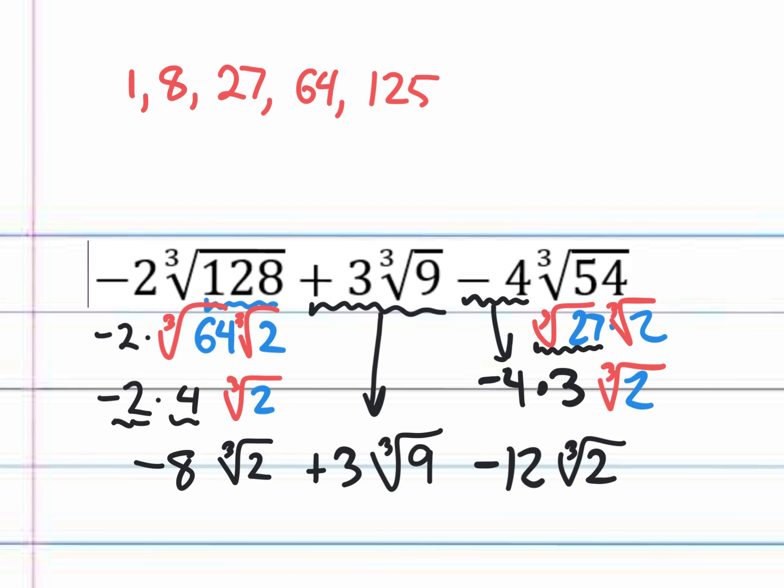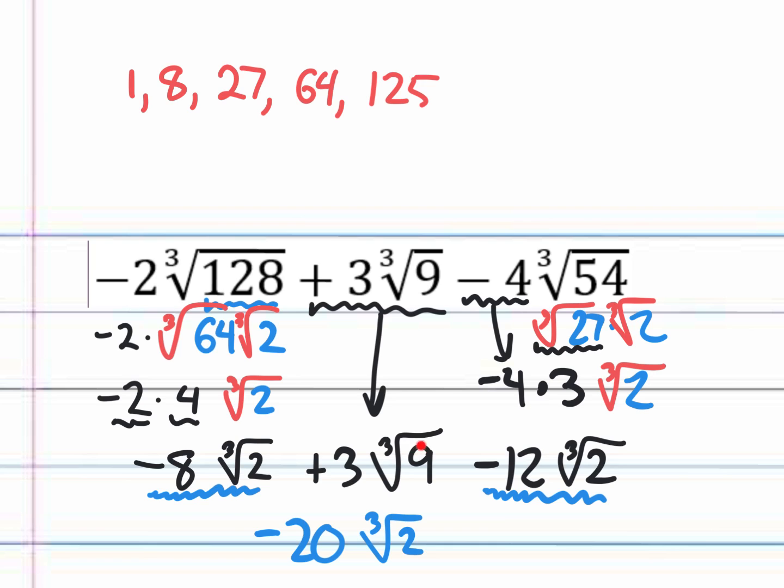But now that we have simplified, we could ask ourselves, do we have any like terms that we could actually add or subtract? And the fact is, yes, we have the cube root of 2, we have negative 8 of these, and we have negative 12 of these exact cube roots of 2. So let's combine like terms. We could combine the negative 8 cube root of 2 with the negative 12 cube root of 2. That's like saying negative 8x minus 12x. That'd be a negative 20x. But in this case, it's a negative 20 cube root of 2.